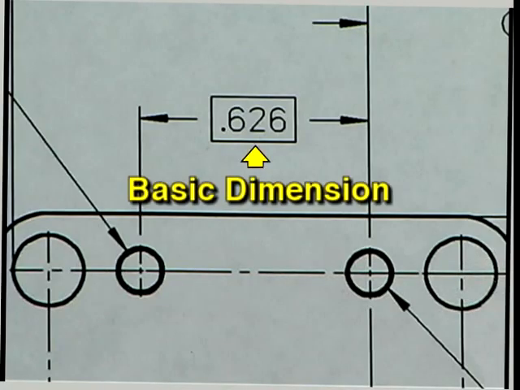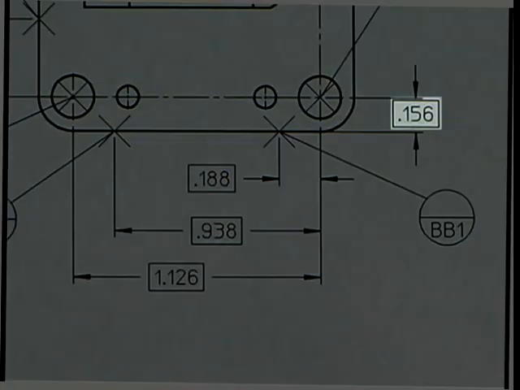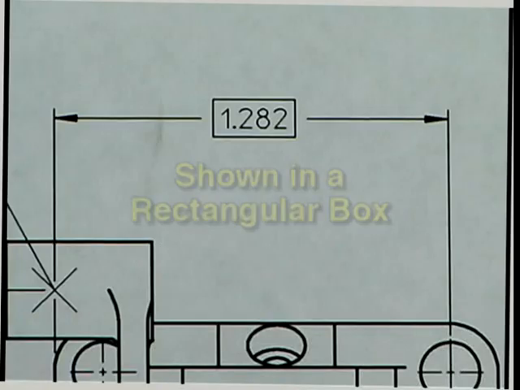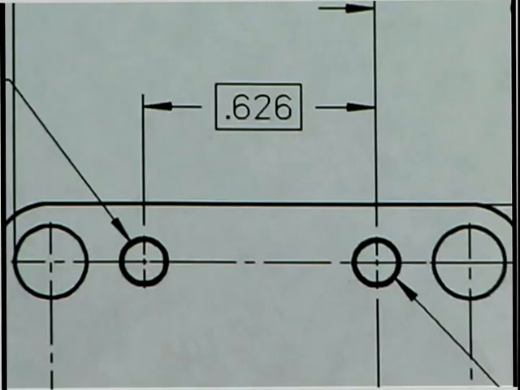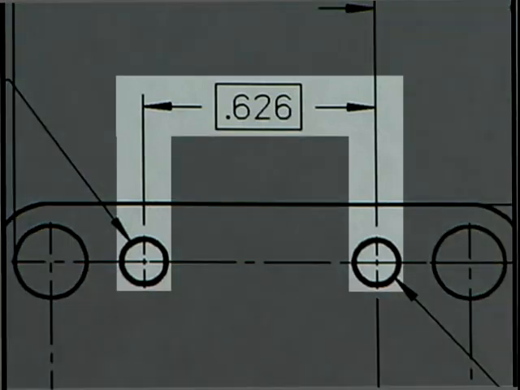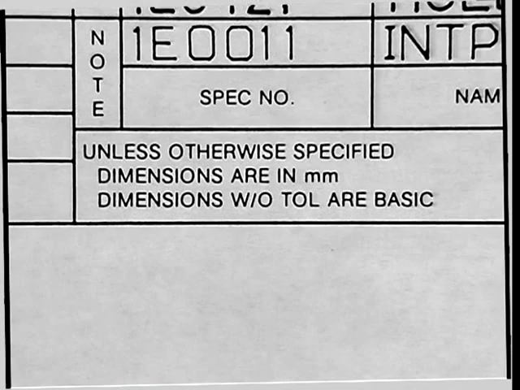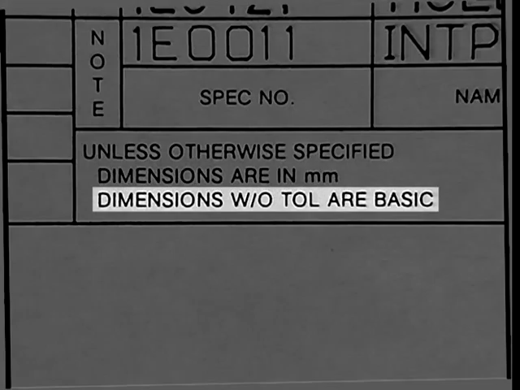This is a basic dimension. A basic dimension is a theoretically exact and therefore not tolerance dimension. Basic dimensions can be used to show the location of part features, the distance between related part features, or the size of part features. Basic dimensions are typically shown on prints inside a rectangular box. For example, this basic dimension establishes the exact distance between two holes. When a basic dimension is not enclosed in a rectangular box, you will usually find a note in the title block like this one, stating that dimensions without tolerances are basic.